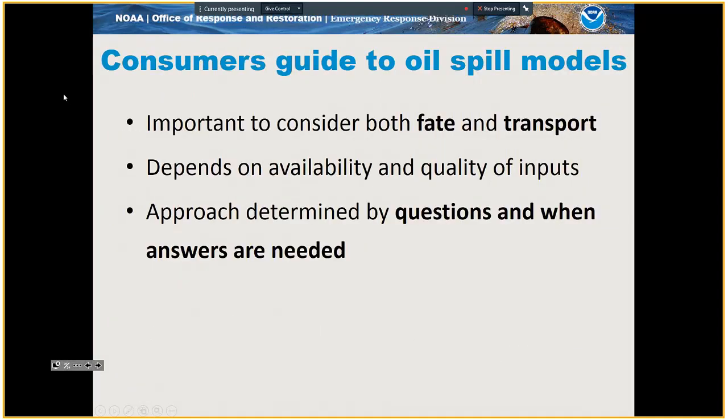And then what we actually do depends on what the questions are and when these answers are needed. So I mentioned briefly that I often use this quick tidal excursion model. That's because the question is something like, where do we have to look for this oil tomorrow morning? And they want that answer right away. They don't want to be spending time fiddling around with computers, gathering data, doing all this stuff so I can run a model. They need an answer now. So we want to use simple, quick models, something we can calibrate.